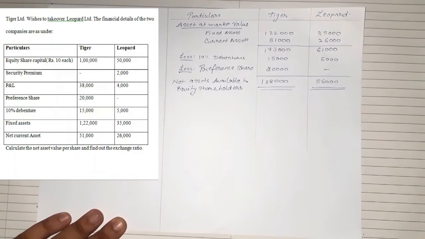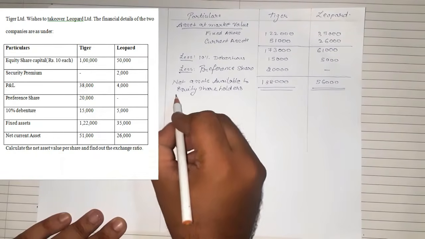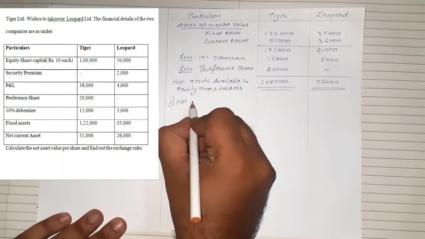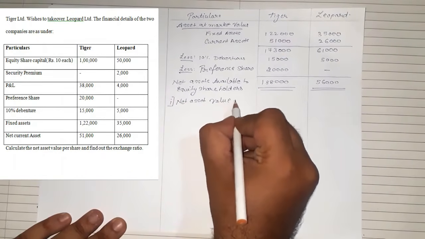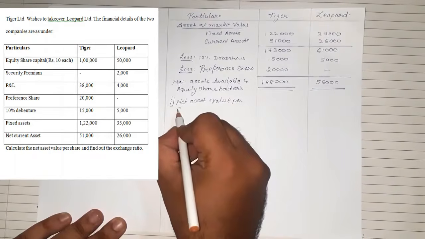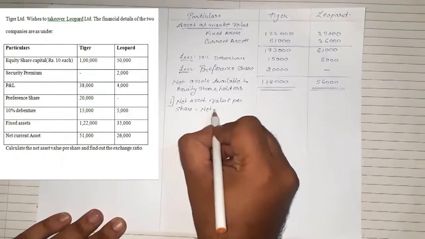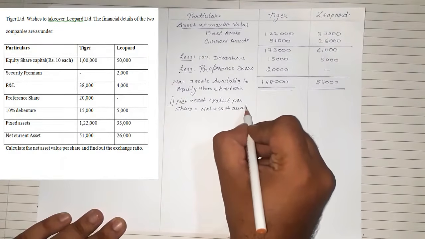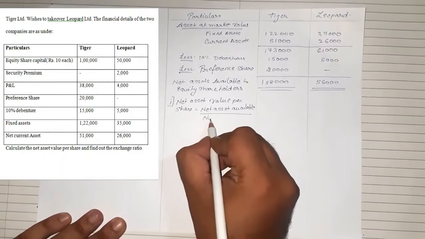Once we get the net asset available, now we need to find the net asset value per share. So very simple now. That's the first thing that we need to find: net asset value per share. The formula is net asset available divided by number of equity shares.